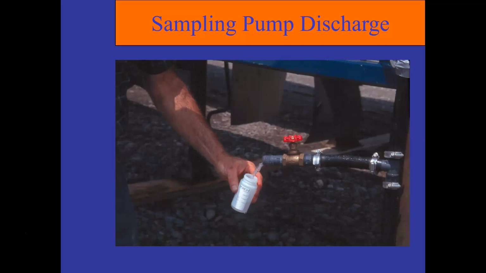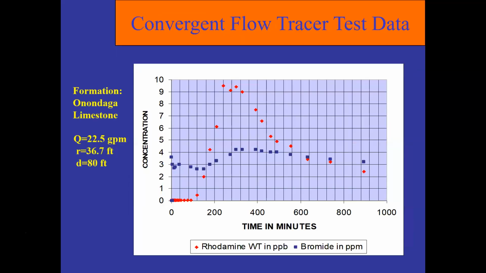So, I didn't know whether this test worked or not. But when I got the analytical data back, there it was. The red line, the red dots are the rhodamine. And it came in up to about a little over 9 parts per billion. So it's not visible at that concentration, but it's very clearly there.